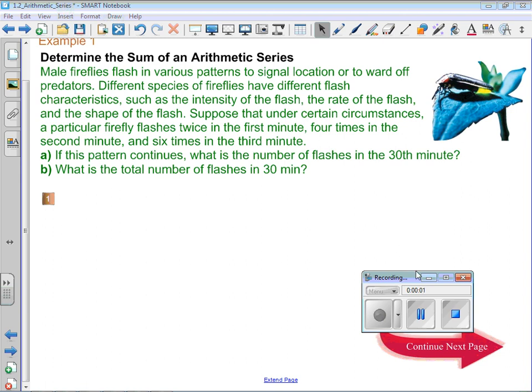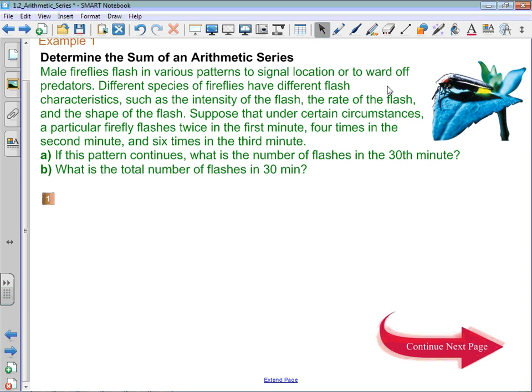In example 1 for 1.2 here, it asks us to actually do something with our sum formulas. So it's talking about how a firefly is flashing in patterns, and I'll skip to the important stuff. Under some circumstances, a firefly flashes twice in the first minute, 4 times in the second minute, 6 times in the third minute, and then it just kind of says so on.